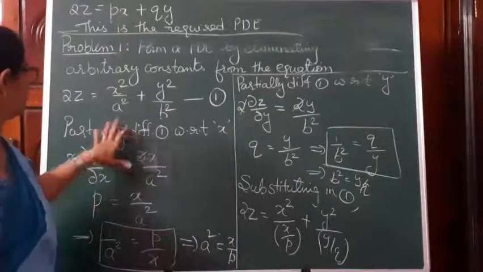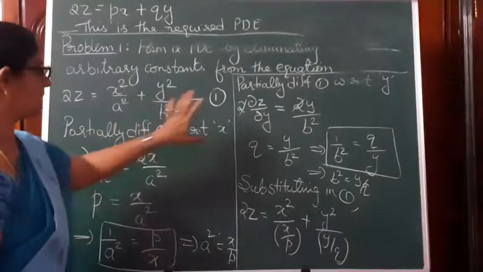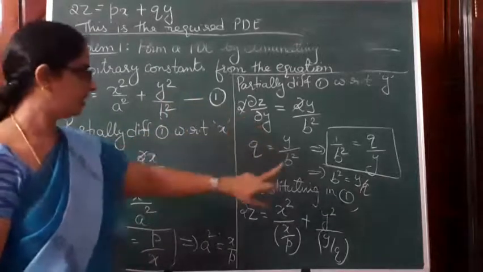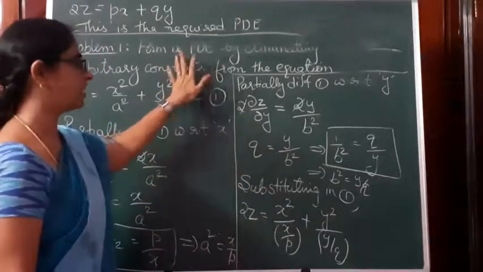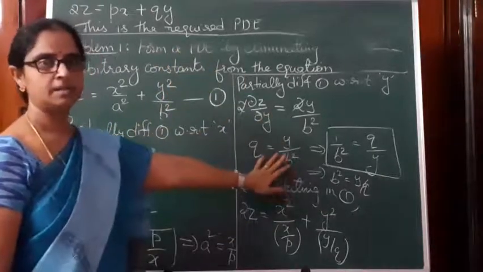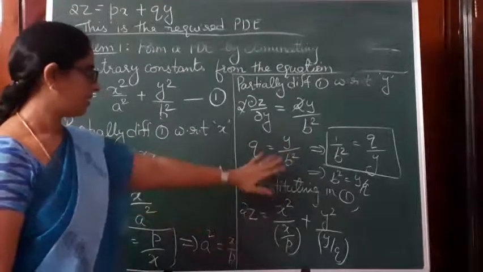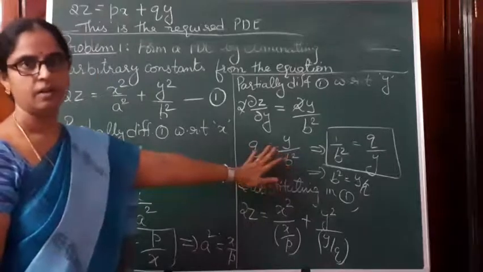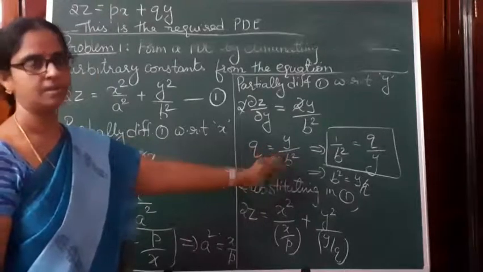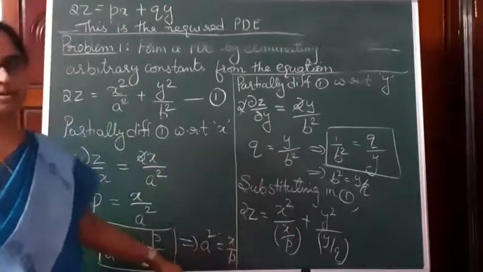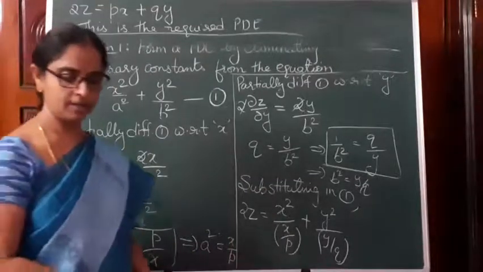Okay. So first we partially differentiate with respect to x and then with respect to y, and then we try to eliminate the arbitrary constants. If the arbitrary constants are more in number than independent variables, then first order derivatives are not enough to eliminate the arbitrary constants. In that case we go for second order derivatives. Okay. We look into another problem.